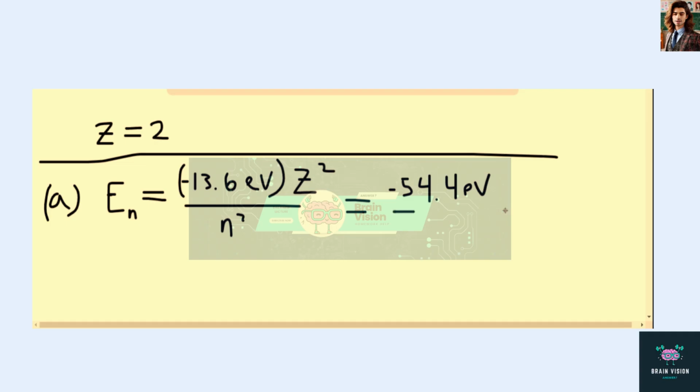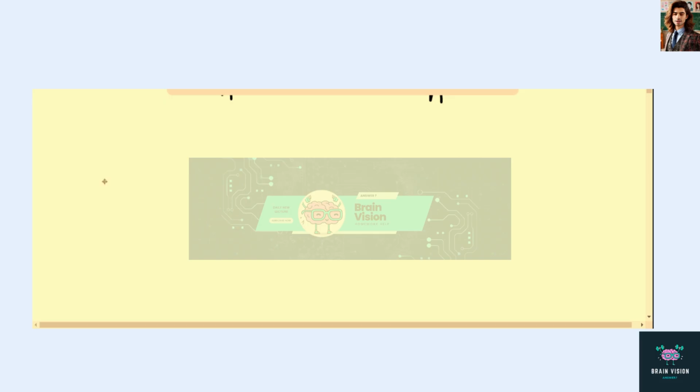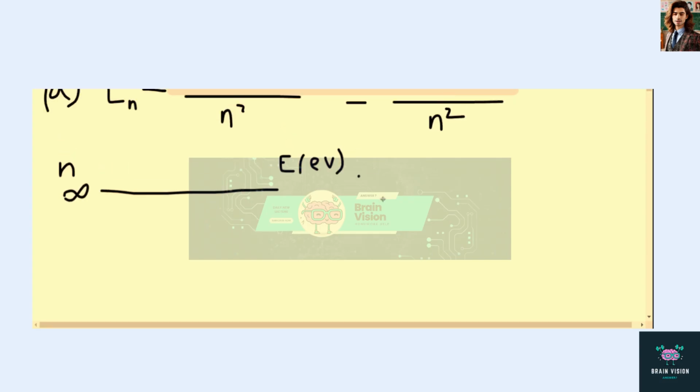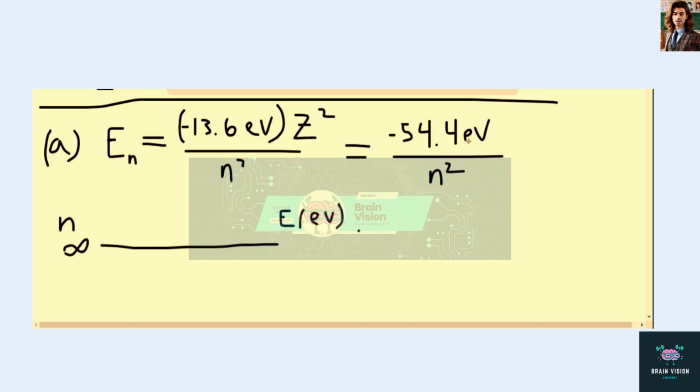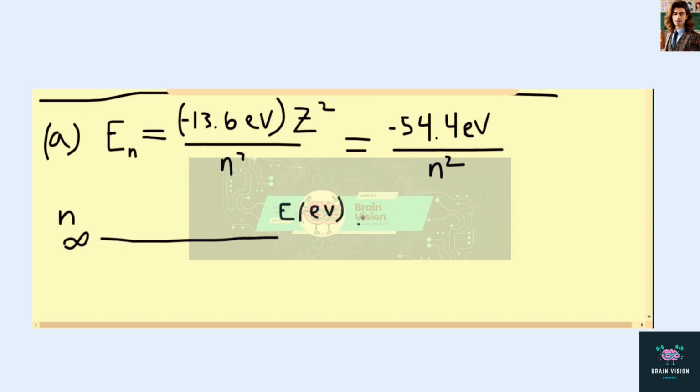So now we're going to draw out these different energy states for this value. On the left here, we'll have n. On the right, we'll have E in units of electron volts. When n is equal to infinity, we'll just plug in infinity, and you have negative 54.4 electron volts divided by infinity, which is going to be 0.